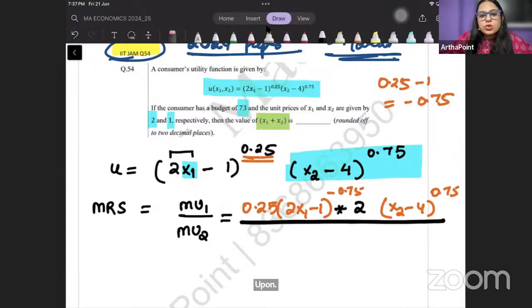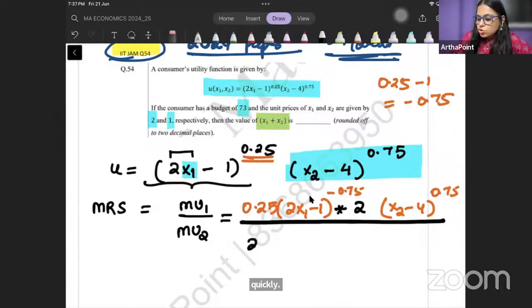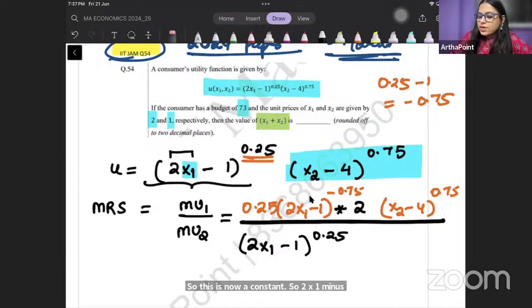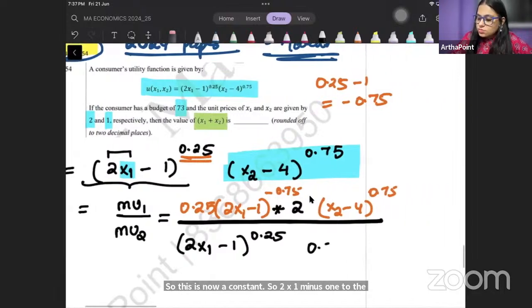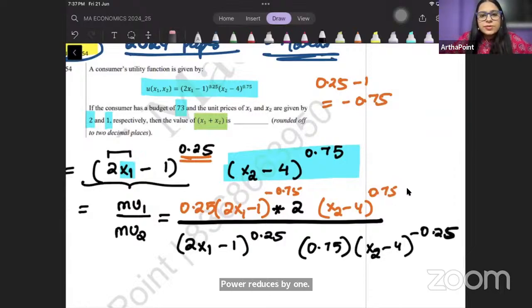Differentiate it with respect to x2. No, not 57. Differentiate it with respect to x2. Again, quickly, go ahead and do this. So this is now a constant. So 2x1 minus 1 to the power 0.25. Power comes down. Power reduces by 1. ये हो गया. Right?